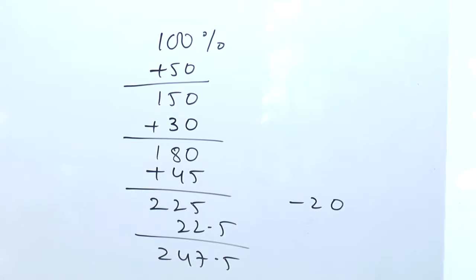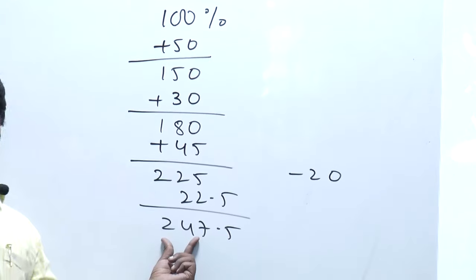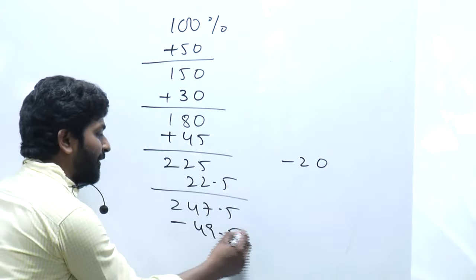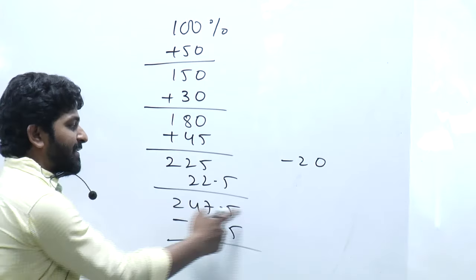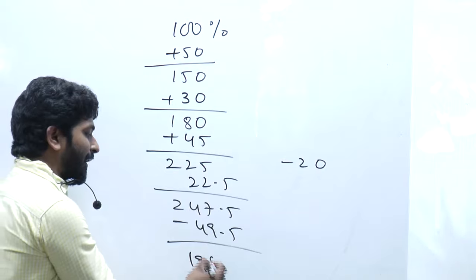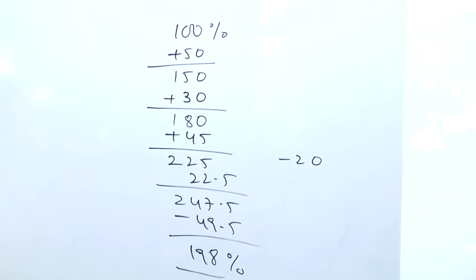Next decrease by 20%. 10% is 24.75. 20%, double, 49.5. So you need to subtract 49.5. 247 and a half minus 49.5 is 198. You have 200 here and minus 2, 198%. What is the change here? 98%.